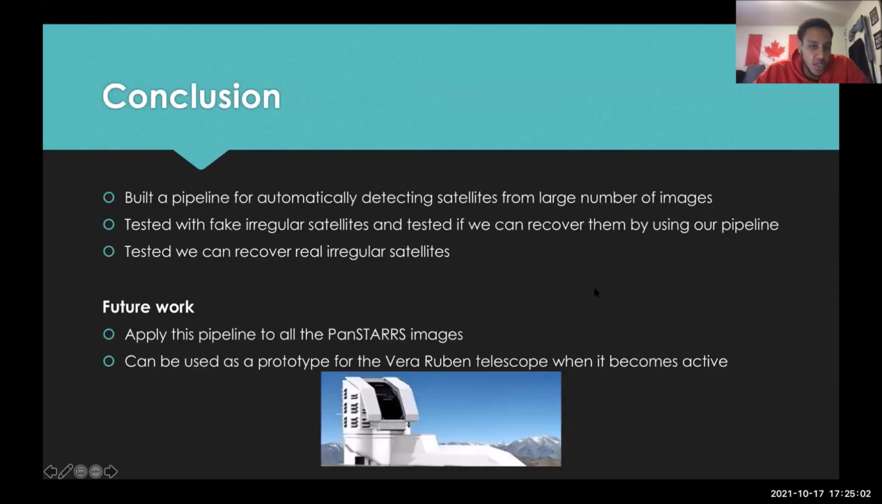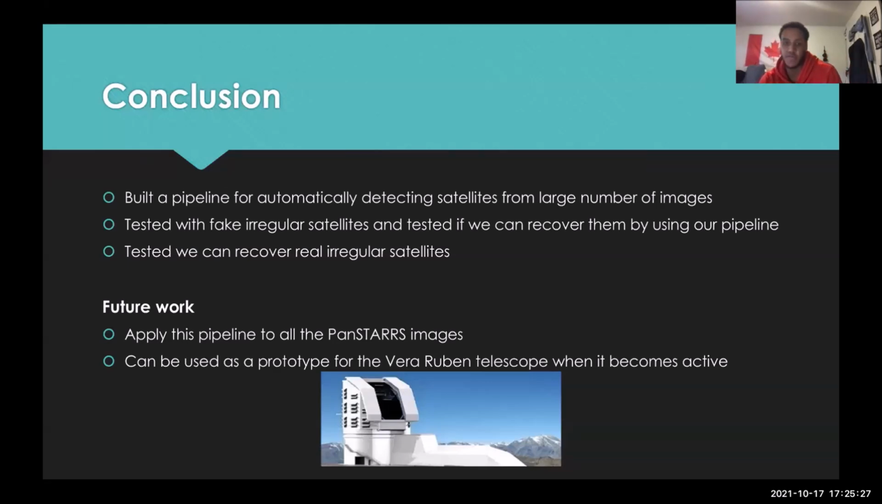The conclusion: we built a pipeline to automatically detect satellites from a large number of image files. And then we tested it with fake irregular satellites, and we can recover them with our pipeline. And we did end up recovering more than what we wanted. This research project was actually really big for more of the future than now.